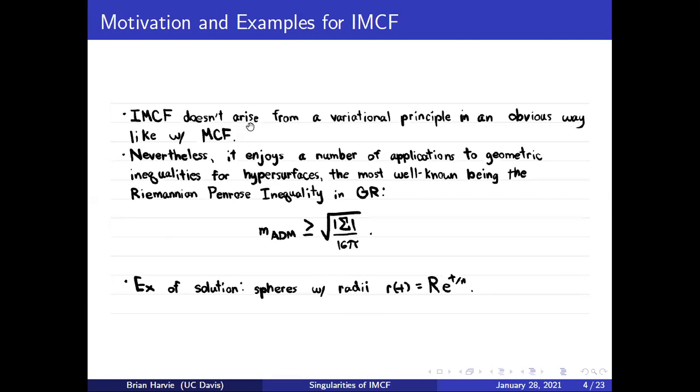Let me say up here a little bit about why people study this flow. So being an expanding flow, it doesn't arise naturally from a variational principle like mean curvature flow does with area. I will have a little bit more to say about variational formulations for this flow in a little bit, but let's just say now that's not really the reason that people study it.